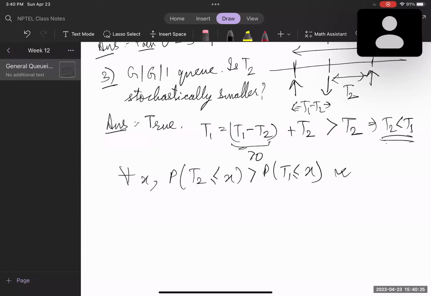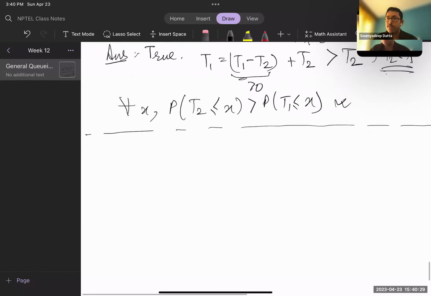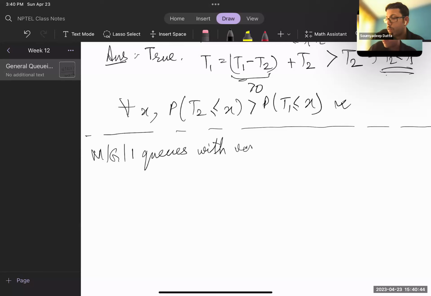Okay. So this was a set of problems on GG1Qs. And then we'll be doing some problems on MG1Qs with vacations.